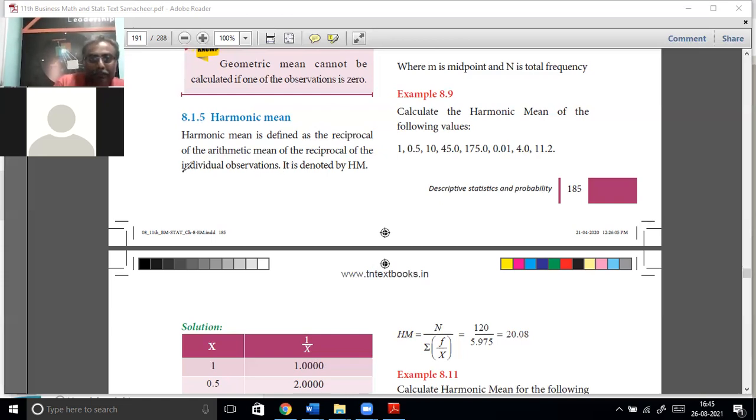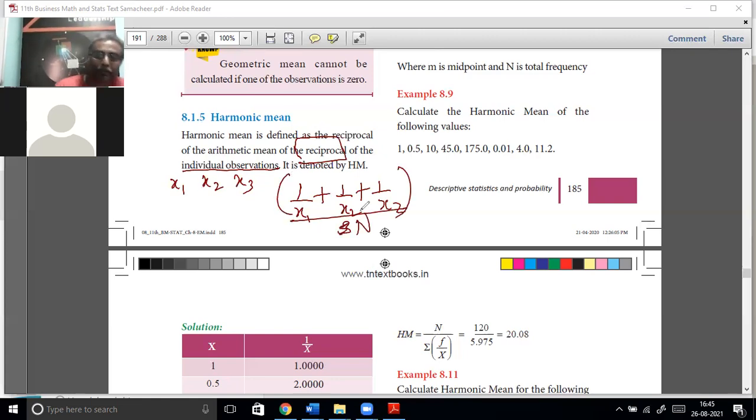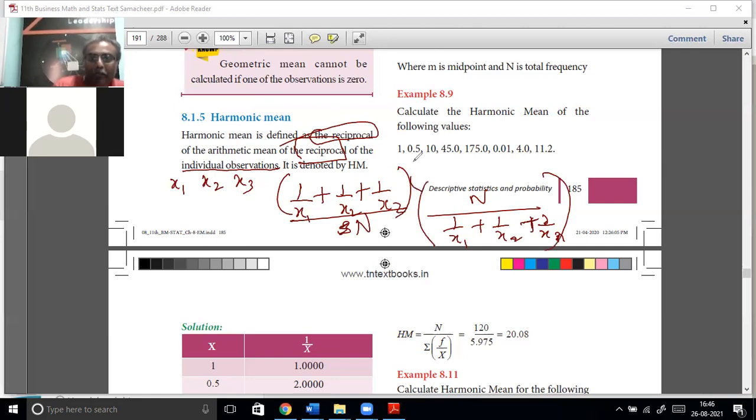First, you take the individual observations x1, x2, x3. Next step, take the reciprocal of the individual observations, that is 1 by x1, 1 by x2, 1 by x3. Okay. The arithmetic mean of that is all of that divided by 3, or divided by n in the general case. You understand? Then the reciprocal of this, that means n divided by 1 by x1 plus 1 by x2 plus up to 1 by xn. This is the harmonic mean.